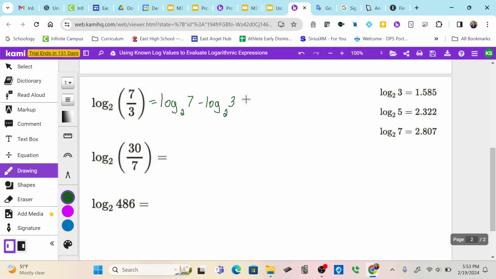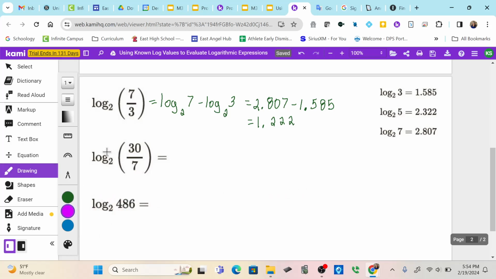And that will equal 2.807 subtract 1.585. I'm getting these values because I know log base 2 of 3 and log base 2 of 7. I can go ahead and do that subtraction. 2.807 subtract 1.585 for a value of 1.222.